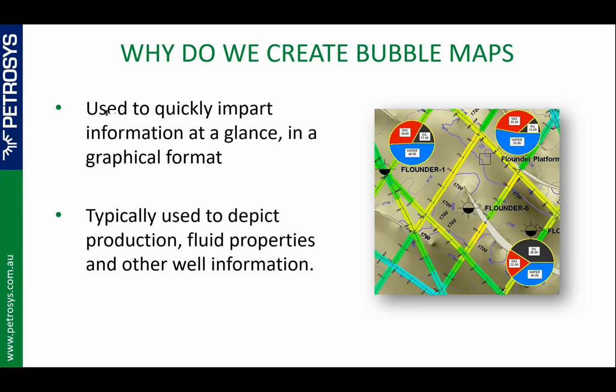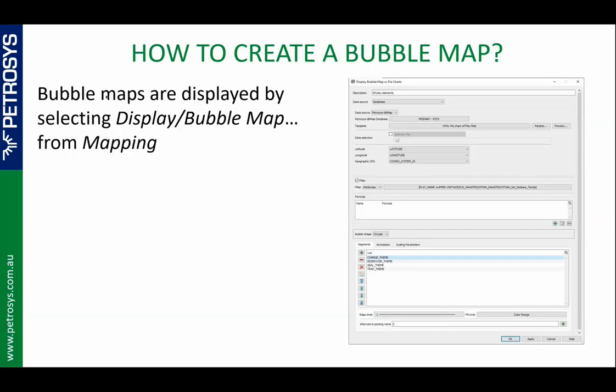As it says, it is typically used to depict production or fluid properties, but it can be used to show any point data, to be honest. So any point data where you have an X and Y location and some properties that you want to display, then you can use a bubble map. So that's the only key requirement to create bubble maps.